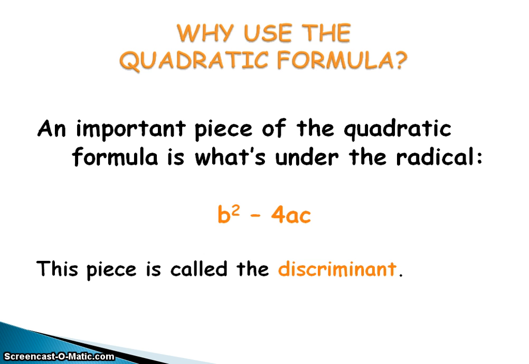Now, an important piece of the quadratic formula is what's under the radical. That's the square root symbol we're talking about. The b squared minus 4 times a times c, this piece without the radical, is called the discriminant. And the discriminant can tell you how many and what kinds of solutions you have. Please pause now and make sure that you have this documented in your notes.